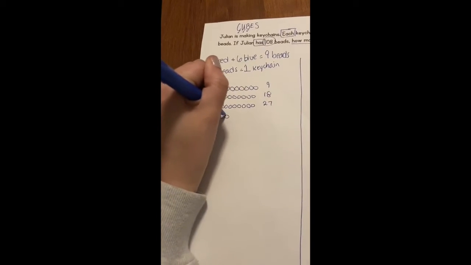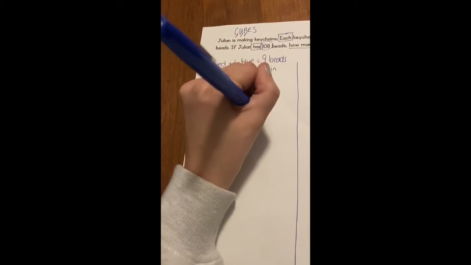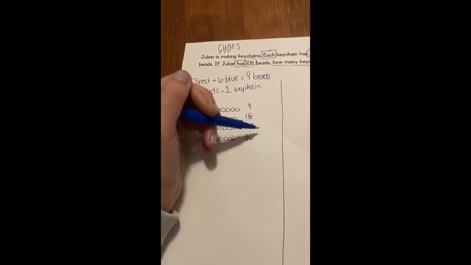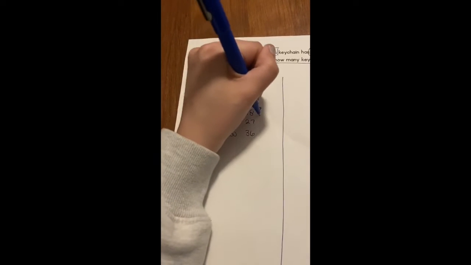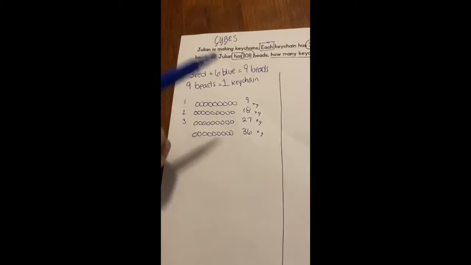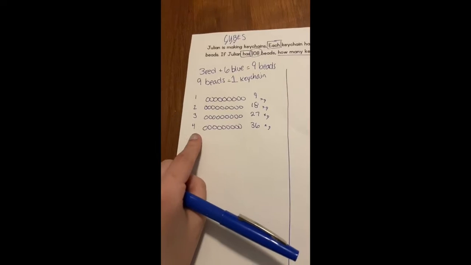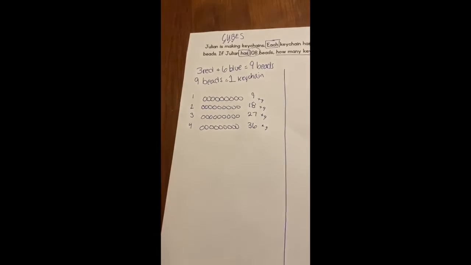Another 9, 1, 2, 3, 4, 5, 6, 7, 8, and 9. That's now going to give me 36, because I'm just adding 9 each time. So it'd be plus 9, plus 9, plus 9, and you're just going to keep going and adding 9 until you get to 108. And then you'll be able to see how many keychains you made out of that.